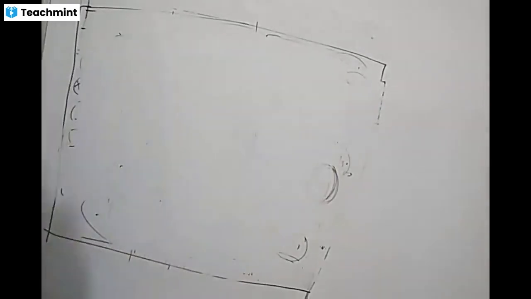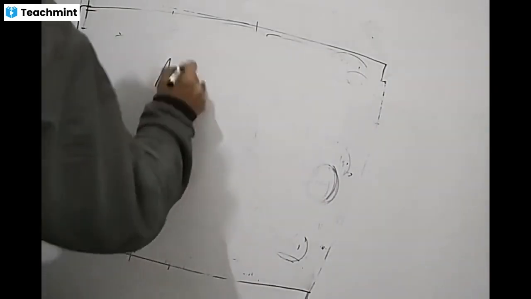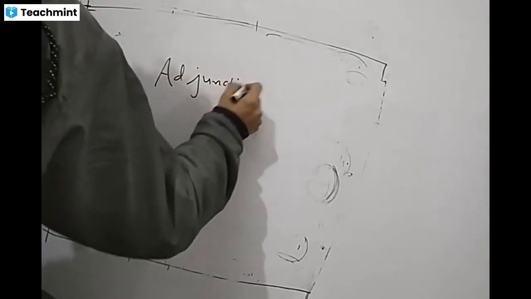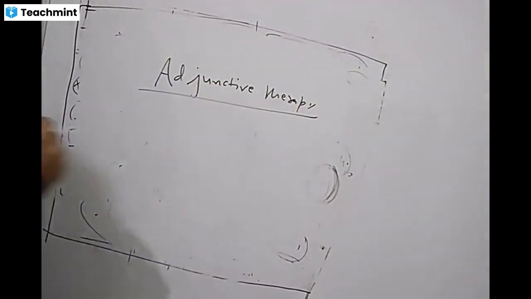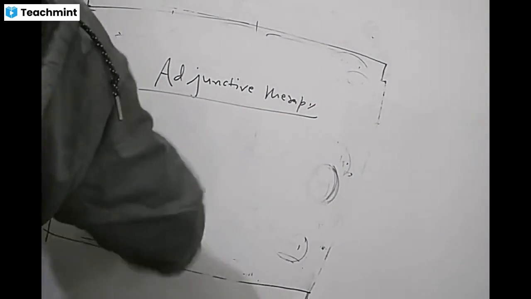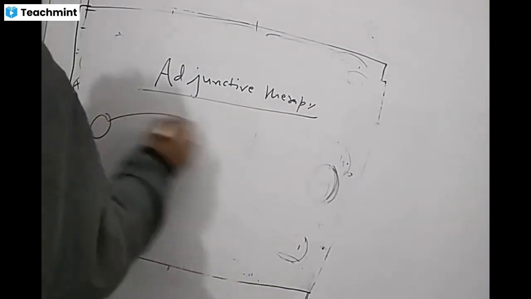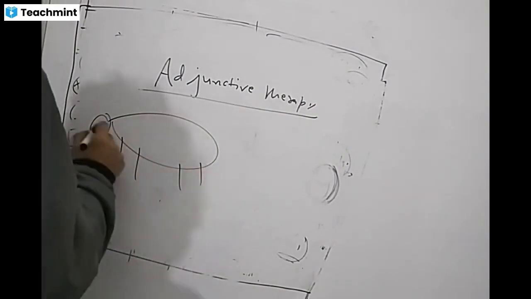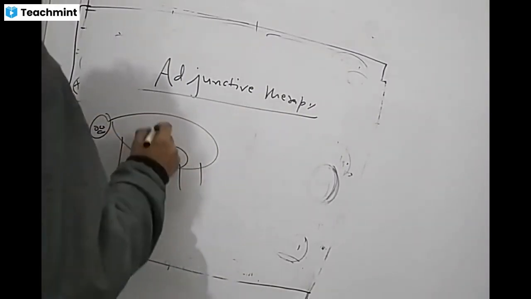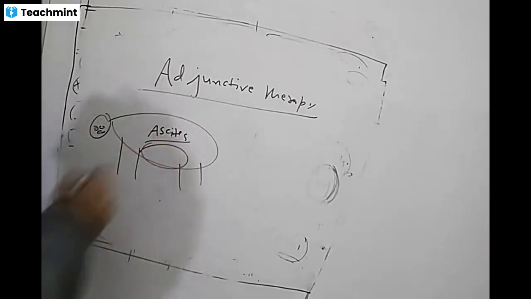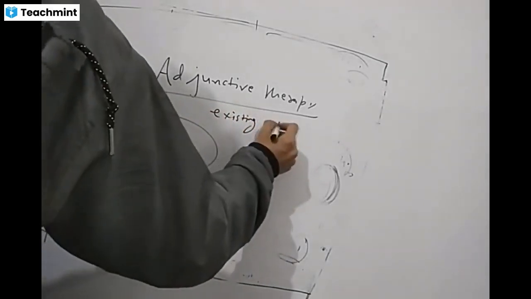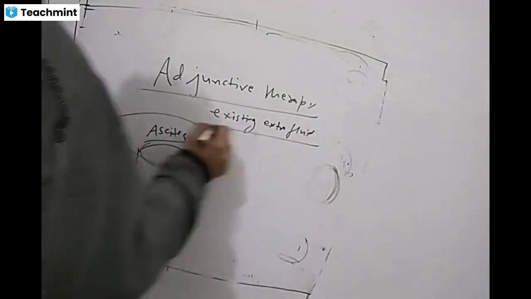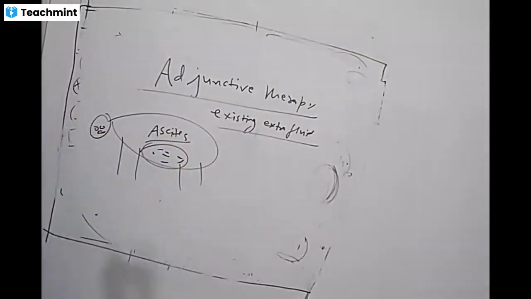Then in fluid therapy, there is one more small concept that is called adjunctive therapy. Adjunctive therapy means in this animal there is ascites. There is existing extra fluid. That is the ascites. Existing fluid.